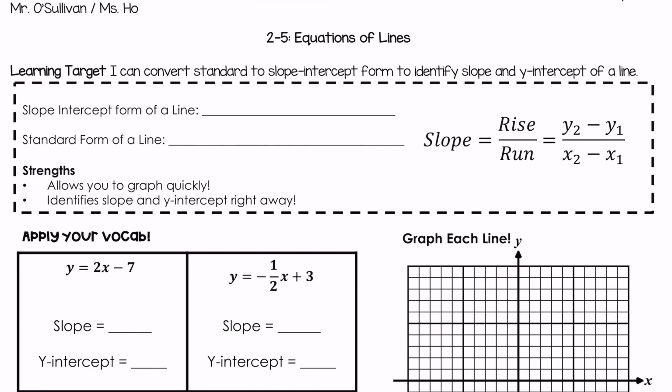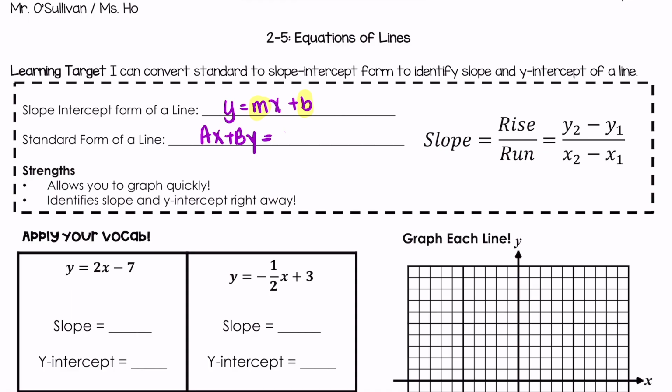Today we're going to be looking at lesson 2-5, the equations of lines. So the first thing we're going to do is fill in our blanks up here for the slope-intercept form of a line, which is y equals mx plus b. The reason we call it slope-intercept form is because it helps us identify our slope and our y-intercept real quickly. And then the standard form of a line is basically ax plus by equals c.